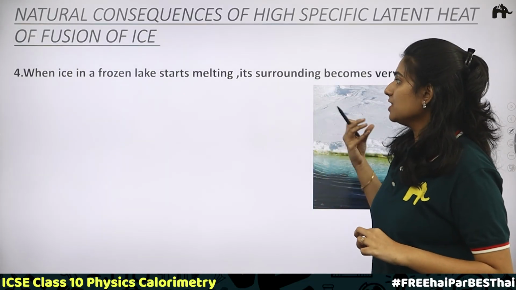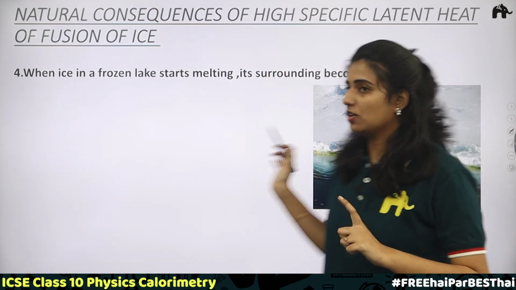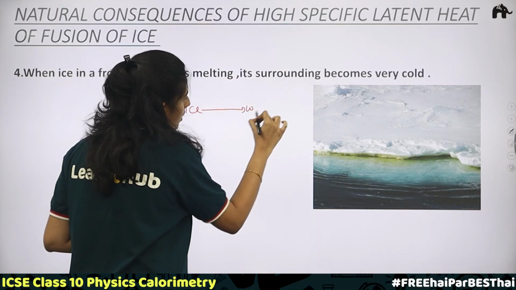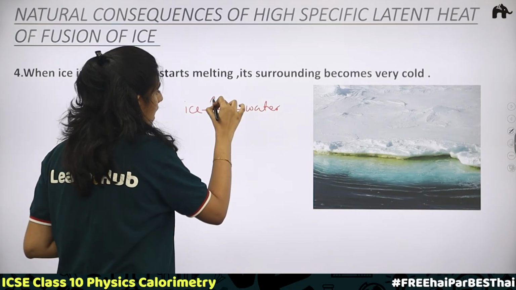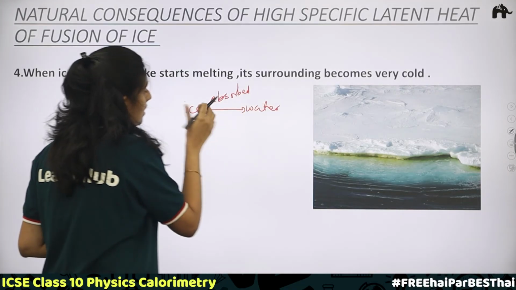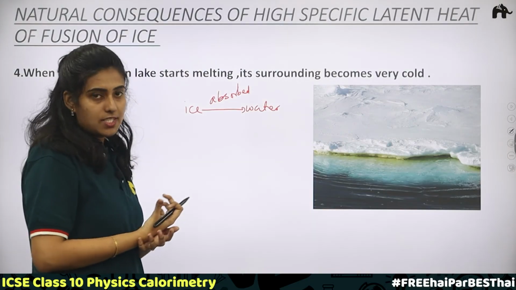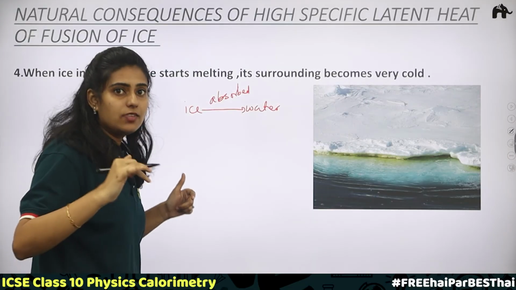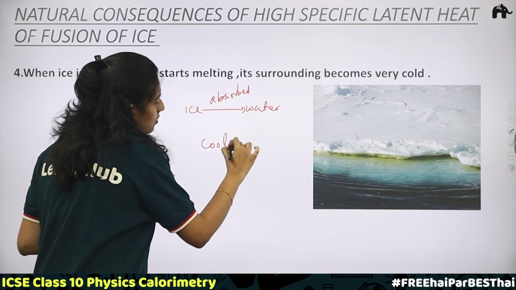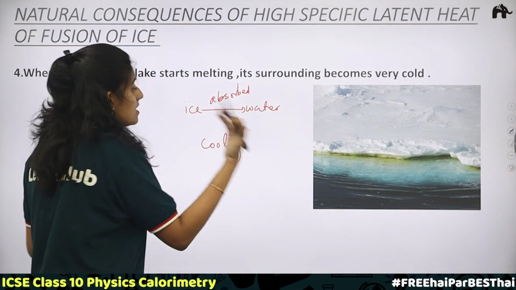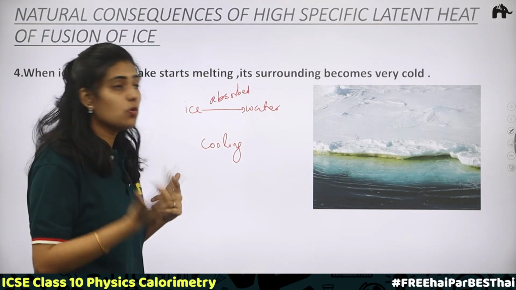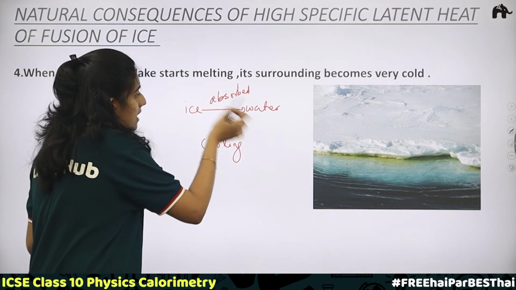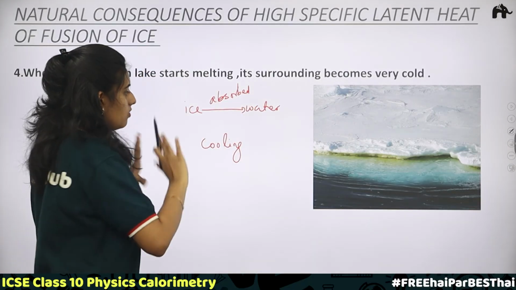Fourth one: when ice in a frozen lake starts melting, its surrounding becomes very cold. The ice in a frozen lake should get converted to water, and to get converted to water, heat energy should be absorbed. So where does this heat energy come from? The ice will start absorbing heat energy from the surrounding. When heat energy is absorbed from the surrounding region, its temperature will decrease, producing a cooling effect, and the surrounding will get colder. This is the reason why the surrounding becomes cold.